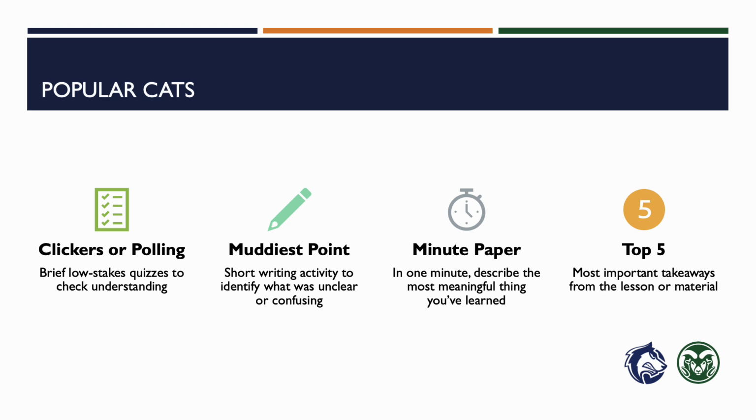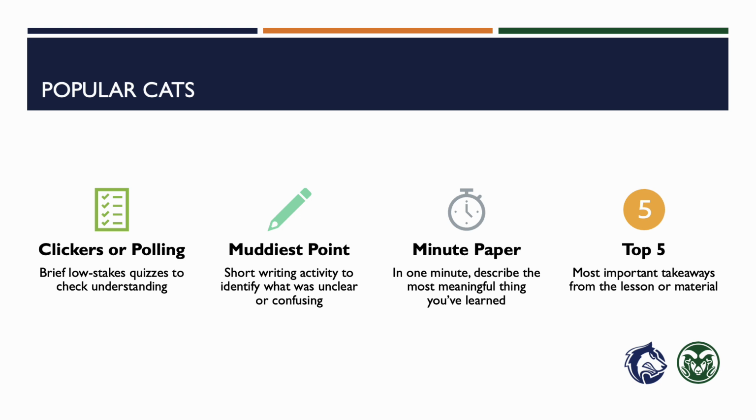How do CATs support learning in the classroom? CATs provide students with an opportunity to reflect at the same time they provide feedback to the instructor. Four popular CATs. CATs check for understanding. Clickers or polling, often used in large enrollment classes, are brief, low-stakes quizzes to check for understanding. CATs help students monitor their learning and improve performance.